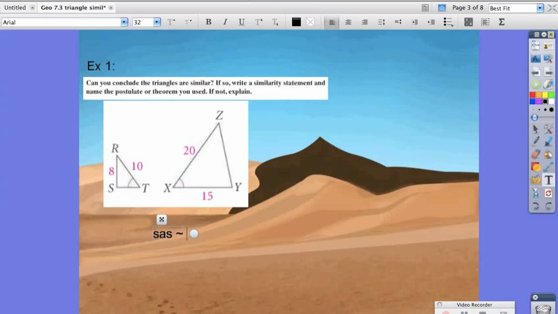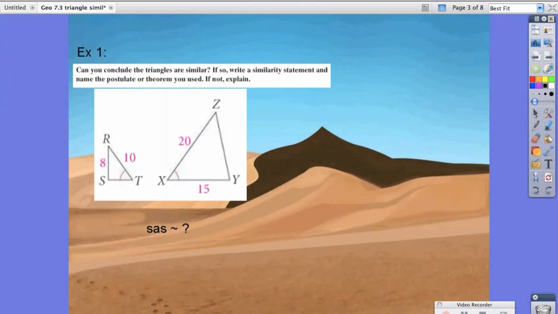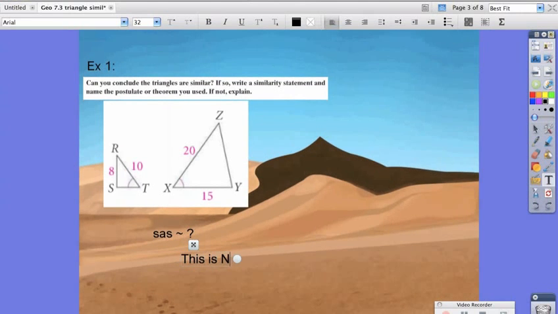And if you look carefully at what they've given us, on triangle XYZ, they give us a side, the included angle, and this other side. Notice how the angle is in between the two sides, so this one would work. However, in triangle SRT, the 8 and the 10 are not, or the angle is not in between the two sides given. Therefore, this is not similar because side-angle-side similarity does not apply.